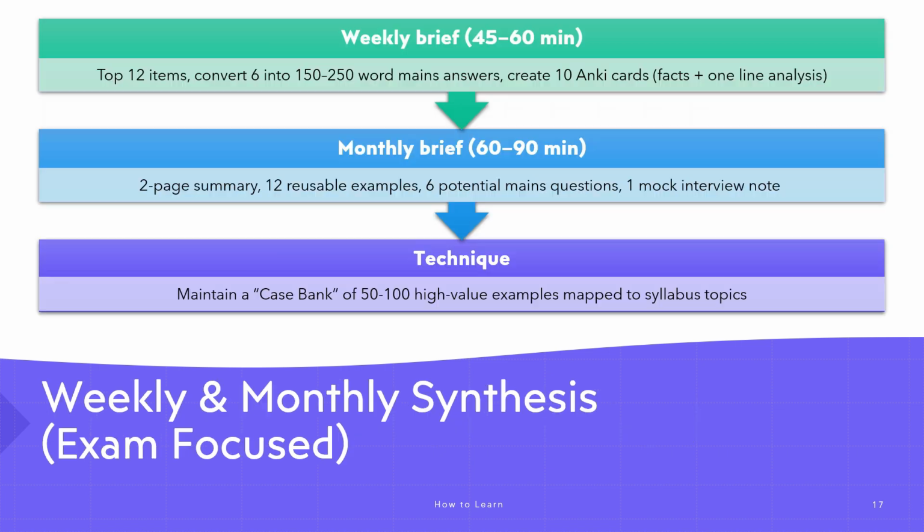Weekly and monthly synthesis, exam-focused. Weekly brief, 45 to 60 minutes. Top 12 items. Convert 6 into 150 to 250 word mains answers. Create 10 Anki cards, facts plus 1-line analysis. Monthly brief, 60 to 90 minutes. 2-page summary, 12 reusable examples, 6 potential mains questions, 1 mock interview note. Technique: maintain a case bank of 50 to 100 high-value examples mapped to syllabus topics.